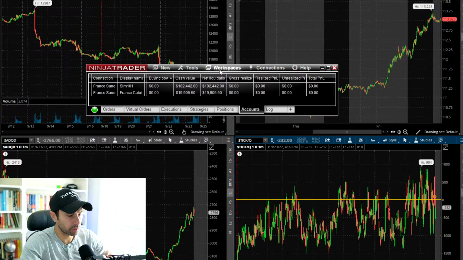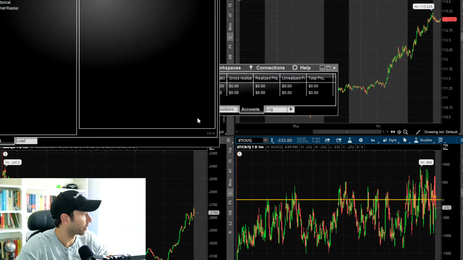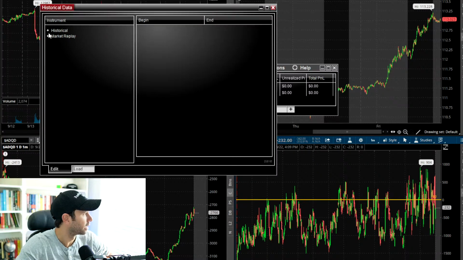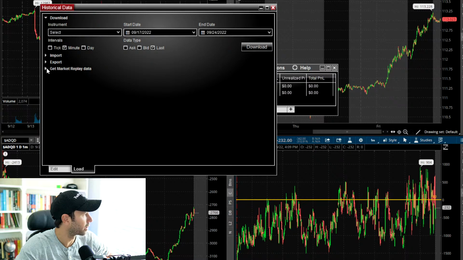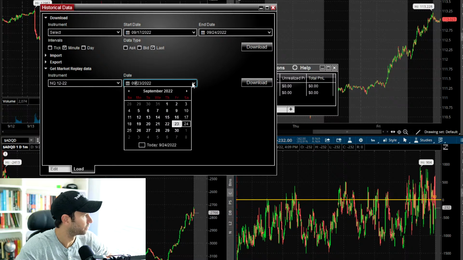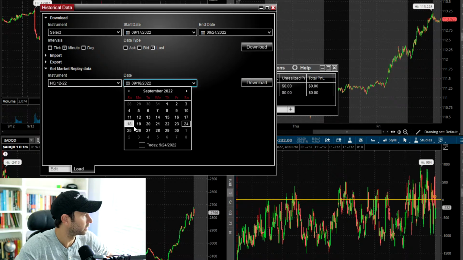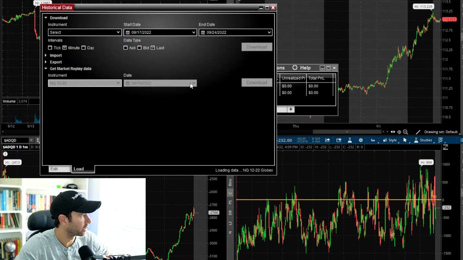For that, what we have to do is go to Tools, and then Historical Data, then Market Replay. No, sorry, we go to Load, get market replay data, and we select whatever we want to download. Let's say the NQ. And we want to download from Sunday the 18th till yesterday in the afternoon. So we are downloading all the charts.